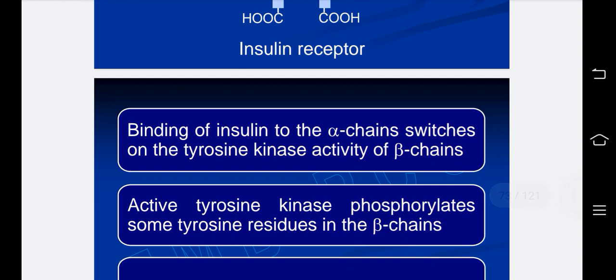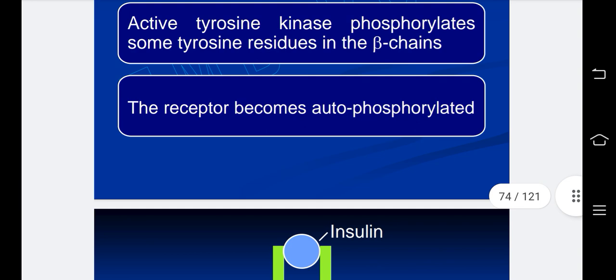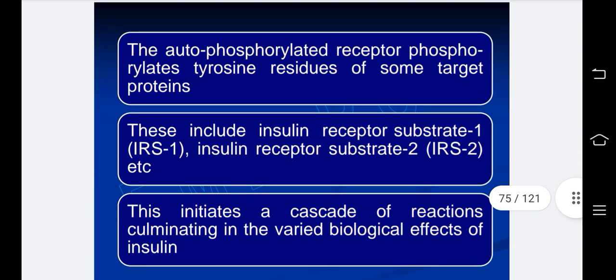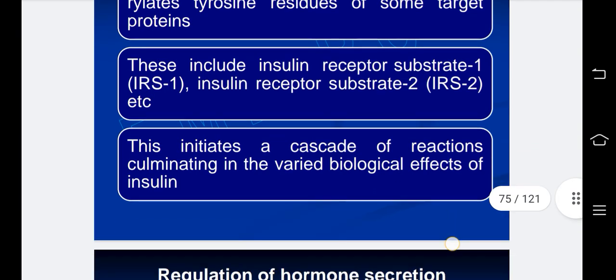Binding of insulin to the alpha chain switches on the tyrosine kinase activity of beta chains. Active tyrosine kinase phosphorylates some tyrosine residues in the beta chains. The receptor becomes autophosphorylated. The autophosphorylated receptor phosphorylates tyrosine residues of some target proteins. These include insulin receptor substrate 1 IRS1, insulin receptor substrate 2 IRS2, etc. This initiates a cascade of reactions culminating in the varied biological effects of insulin.